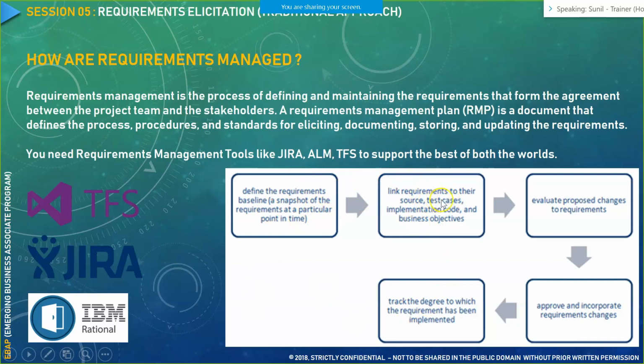Then you link requirements to their sources, test cases, implementation code, and business objectives. Whenever you are writing a requirement, since there would be multiple requirements at the same time, 1500 or 2000 requirements for a given project, you should be able to link that particular requirement in a perfect manner, which should be again linked to the test cases, the code, the business objective. Now, this linking part I would cover in requirement lifecycle management, wherein I would explain what a requirement traceability matrix is with an example.